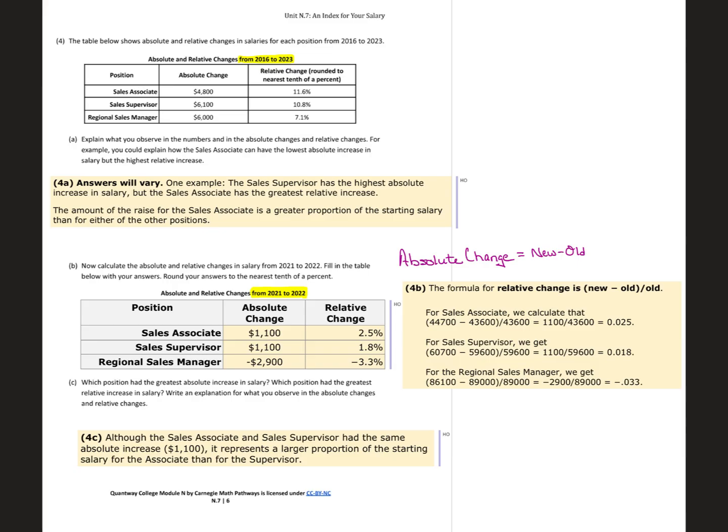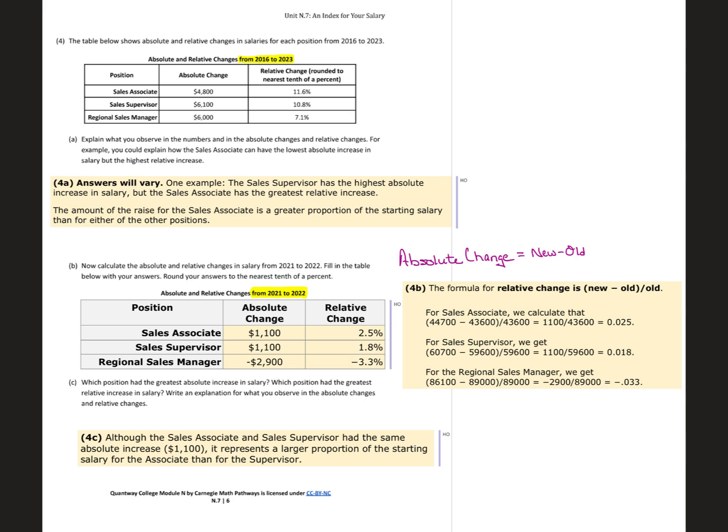As we compare these, we can see the sales supervisor right here has the highest absolute increase in salary, but the sales associate had the greatest percent, which is the relative increase. So the relative change is actually larger for the sales associate. The amount of the raise for the sales associate is a greater proportion to the starting salary than either of the other positions.